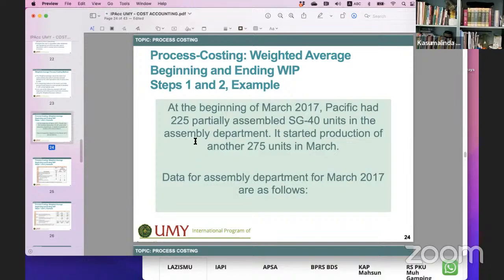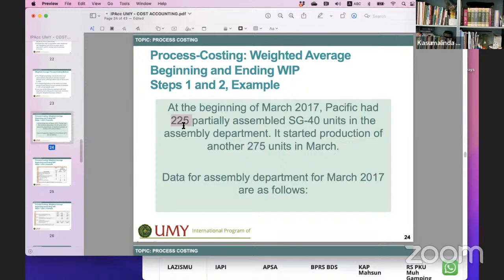Pacific had 235 partially assembled ST40. Okay, this company has 225 units in the assembly department, and it started production of another 275. So 225 is the beginning work in process carried from February, and it will continue processing in March.